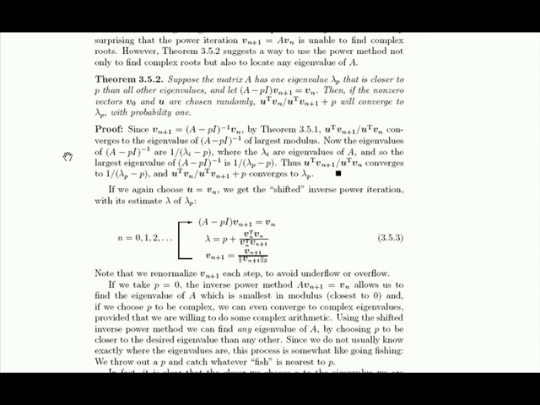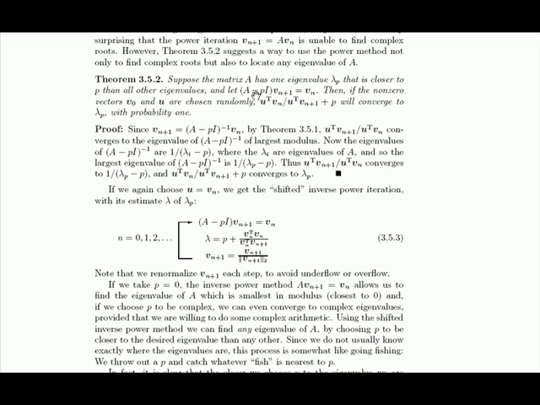Now, it looks like the power method can only be used to find the largest eigenvalue. But what if you want the smallest eigenvalue or another eigenvalue? Well, in this case, you simply apply the power method not to A, but to A minus pI inverse, where p is a number that the user chooses. In other words, you simply iterate: vn plus 1 will be A minus pI inverse times vn, though we don't actually form the inverse.